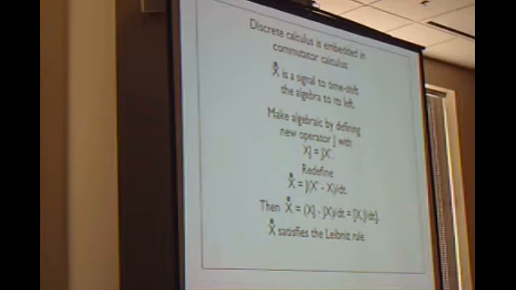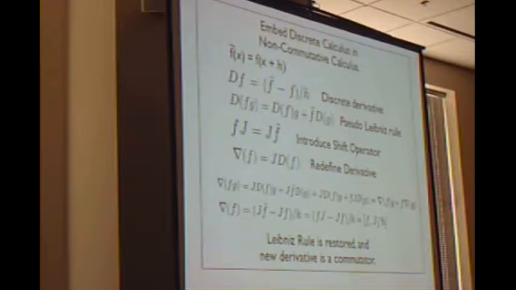Commutators always satisfy that rule, and so we have the following way of dealing with discrete calculus via non-commutative calculus. I've written it out again just to show you the formalism of it. If f tilde is f of x plus h, and I'm thinking of derivatives like f of x plus h minus f of x divided by h, then there's a discrete derivative: f tilde minus f divided by h.